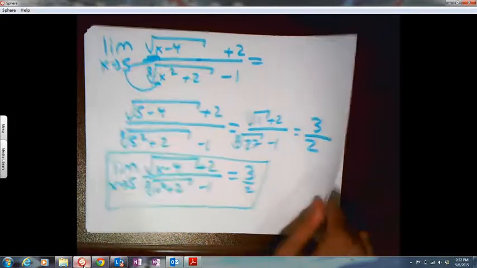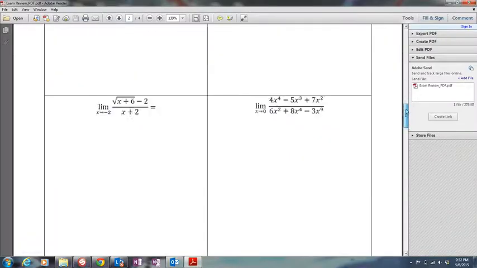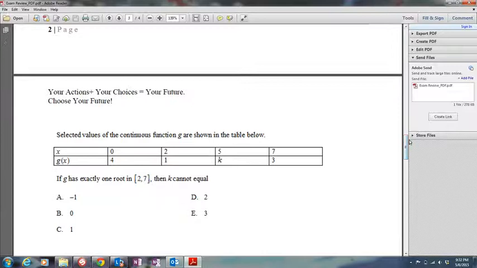Alright, there are two more problems I want to do. These were requested to me. The next one is on page 3. This is top of the page. It says selected values of the continuous function g are shown in the table below. Let me graph these. So I get my picture here.